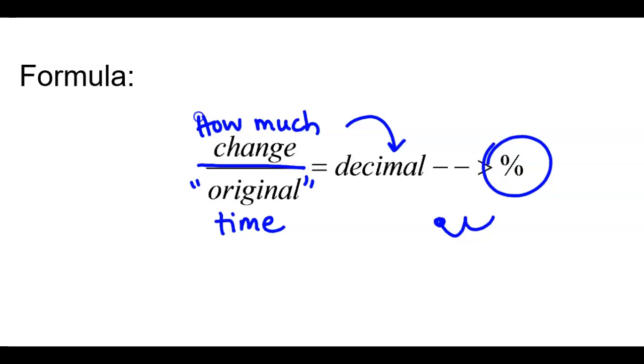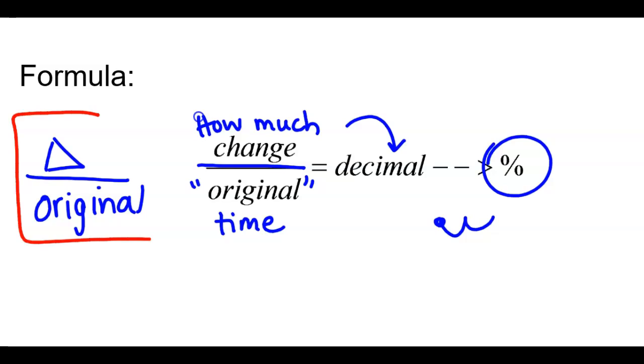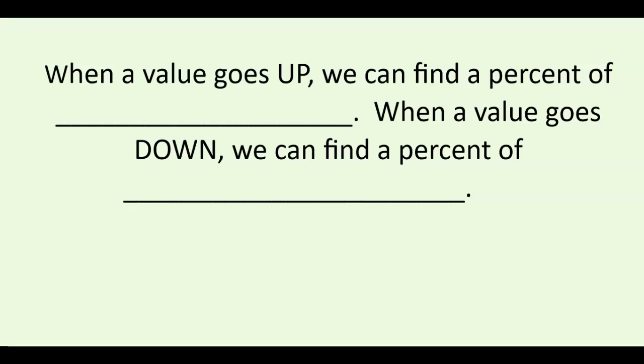So what I always write down as my work is this delta, the Greek letter delta, which is just a triangle, and that means change over original. So when you hear me say the formula, I just say over and over again, change over original, change over original. So we want to make sure that we are clear.